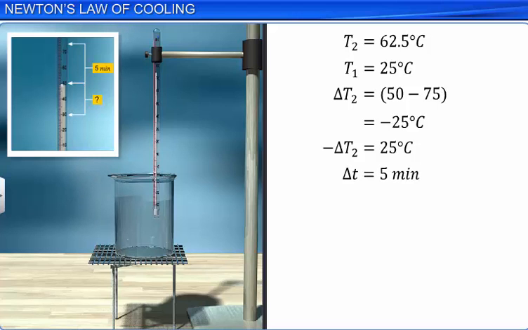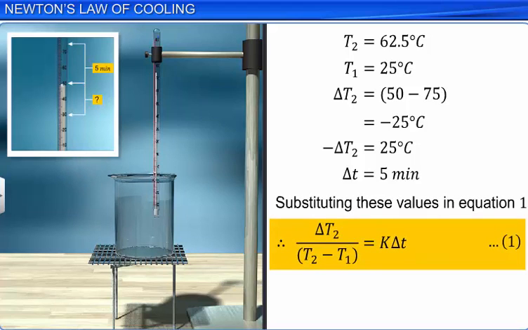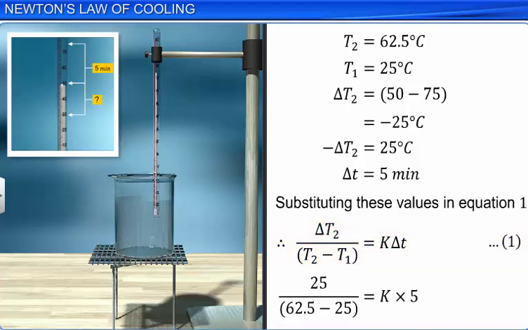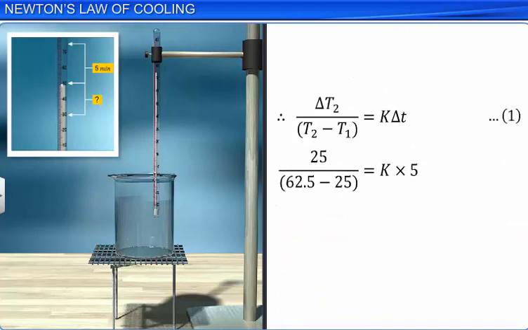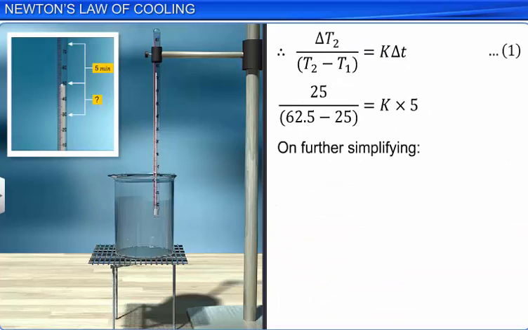Substituting these values in equation 1, we get 25 by 62.5 minus 25 is equal to K into 5. Further simplifying, we get K is equal to 5 by 37.5.